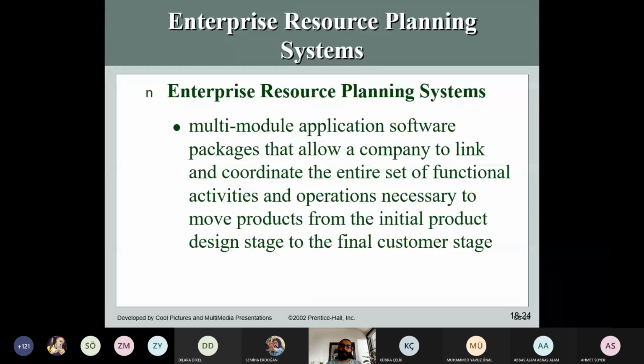Enterprise Resource Planning System, ERP. It's a multi-module application software, okay? Most companies use these kinds of software in their computers to connect their activities and operations, right? From production to accounting, marketing, sales. And when a manager sits in front of the computer, he can control and see any information about his company, okay? This is very important.